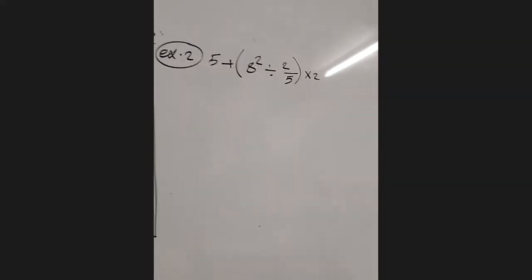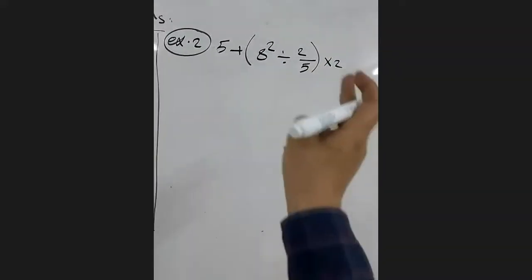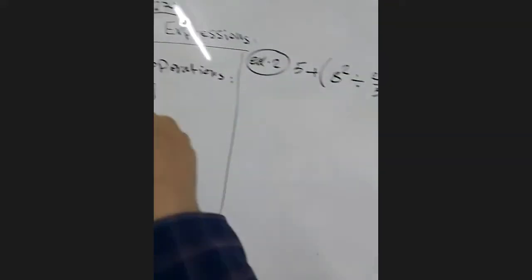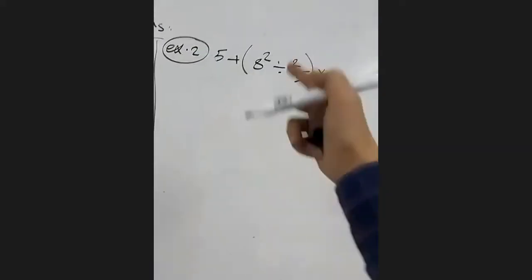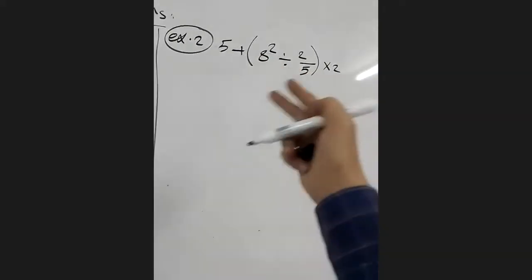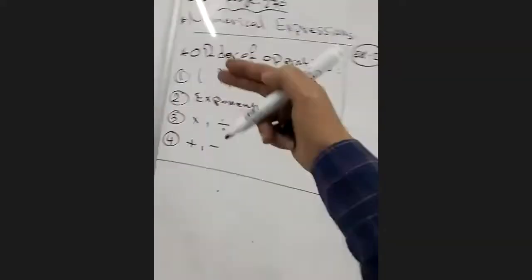Now here, guys, we have this numerical expression. This we call it expression. All of it numbers, so we call it numerical expression. Expression means more than one operation. Now, when we use order of operations, if we have more than one operation, we use order of operations.